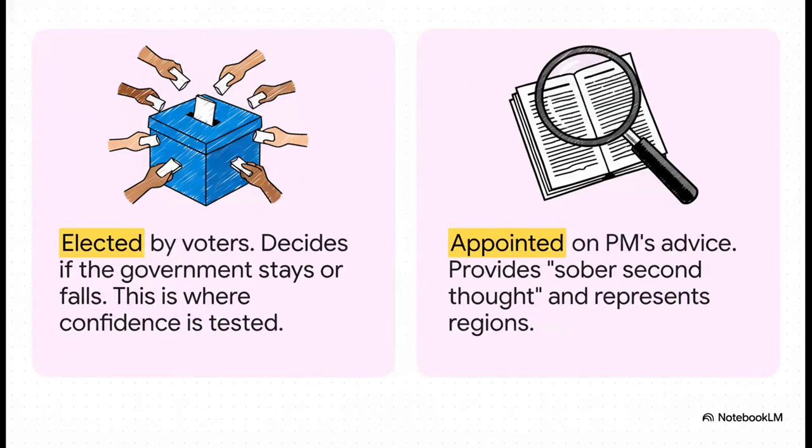All right, let's put these 2 side by side, because telling them apart is super important. The House of Commons, that's where you come in. You, the voter, elect your local member of parliament, or MP, to go here and represent you. This is the chamber with the real power. It's the one that decides if the government gets to stay in power. The Senate, on the other hand, is appointed. Its members aren't elected. Their job is to give a sober second thought, basically to carefully review and study the laws passed by the Commons, often looking at them from a regional point of view.